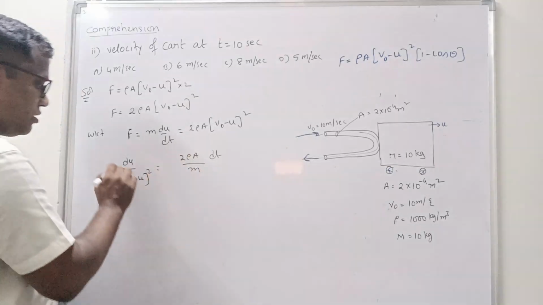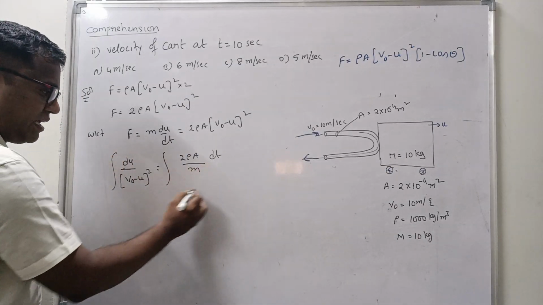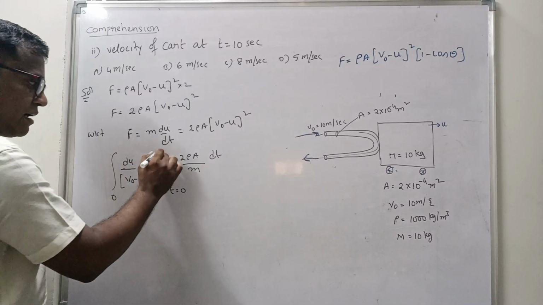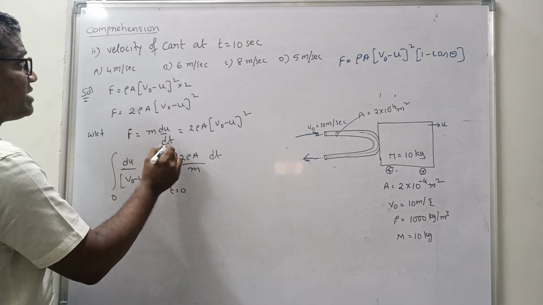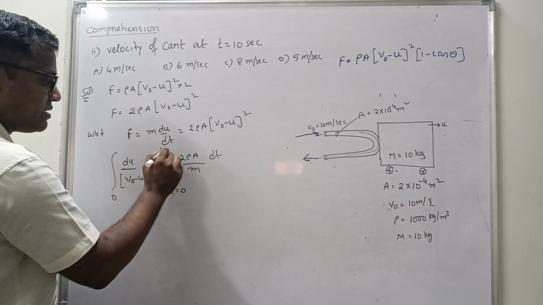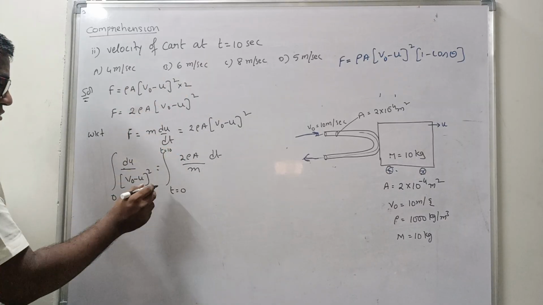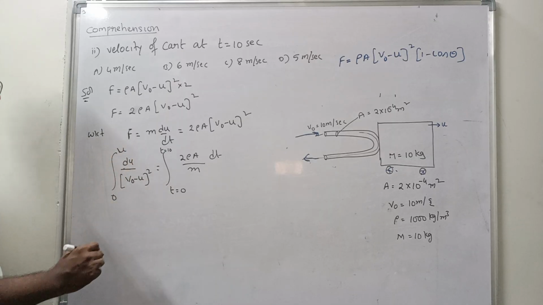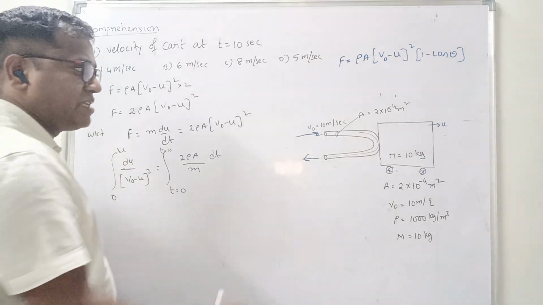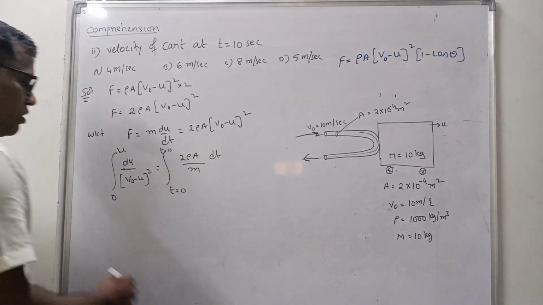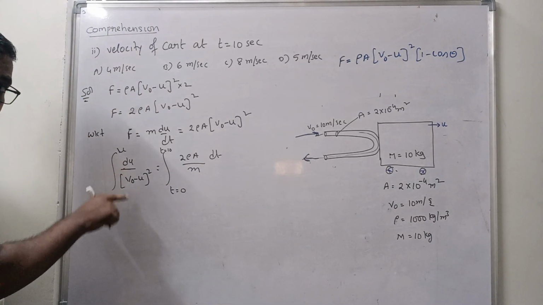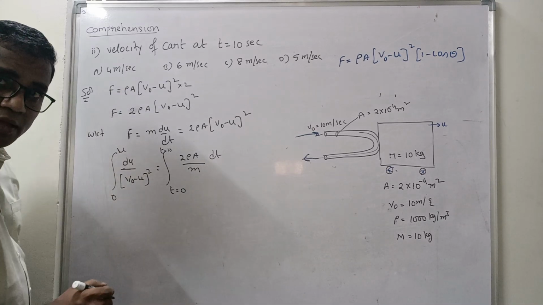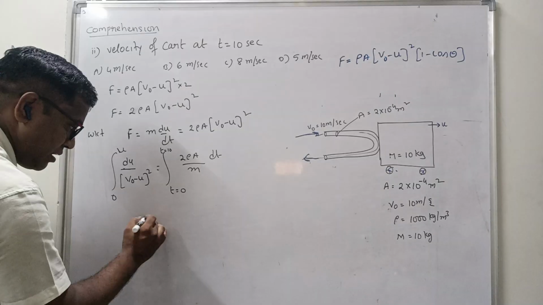I modified the equation. So now see here, at t is equal to 0, velocity u is equal to 0. He is asking for the velocity of the cart at t is equal to 10 seconds. At t is equal to 10 seconds, what will be the velocity? I will write it as u only, because V is already given, right? So now you have to say what is the answer for this one? Integration of 1 by (V naught minus u) whole square.